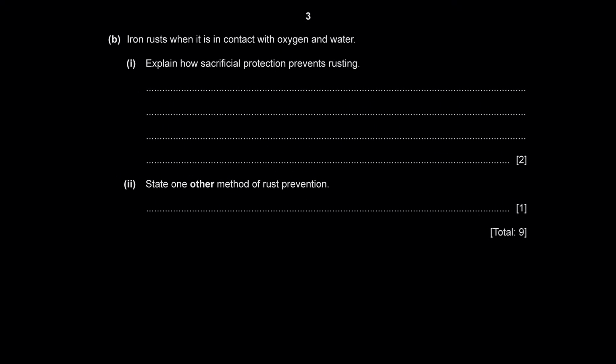Let us move on. Iron rusts when it is in contact with oxygen and water. Explain how sacrificial protection prevents rusting. Essentially, it's asking, can you talk about sacrificial protection that prevents rusting of iron? Essentially, there are metals which are highly more reactive than iron. If you put them touching iron, the more reactive metal will oxidize or rust. And so in essence, it ends up protecting iron.